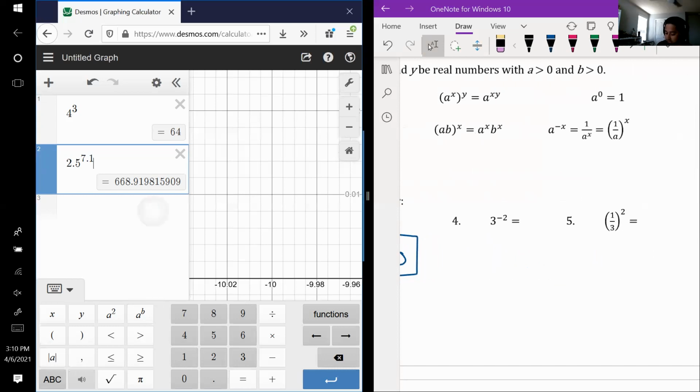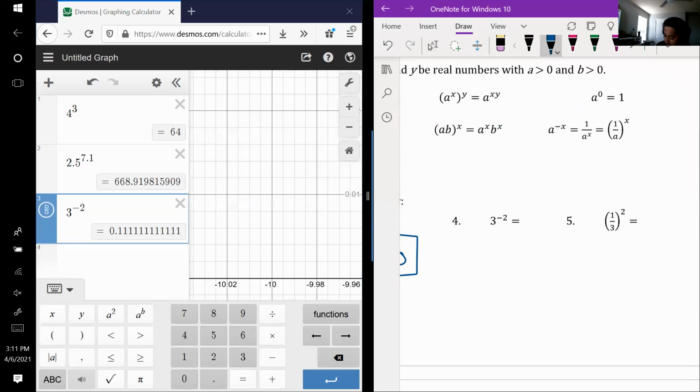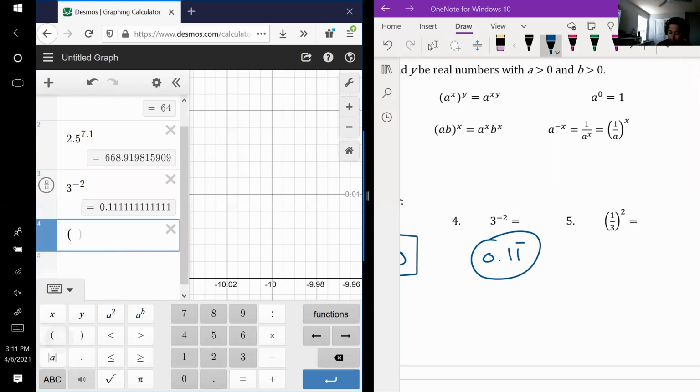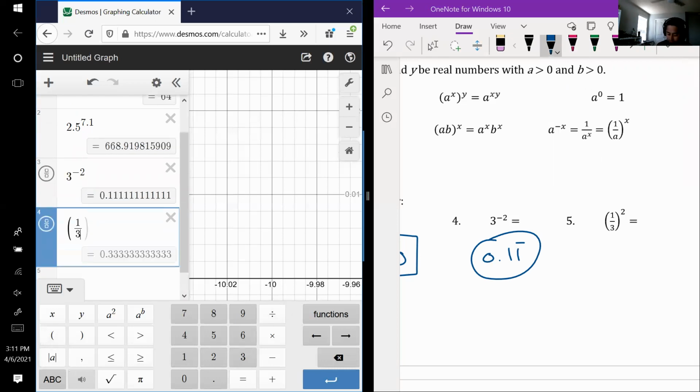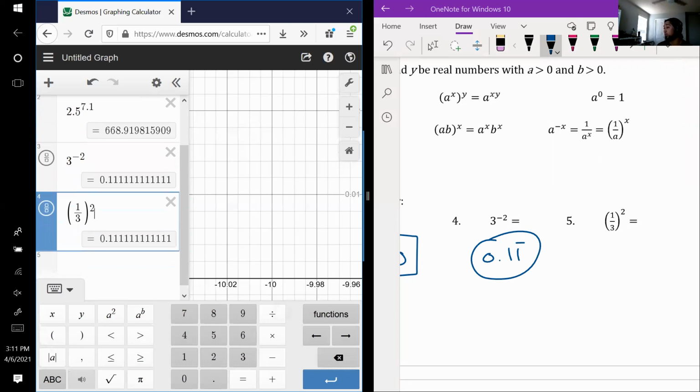And then 3 to the negative 2. 3 raised to the negative 2. We get 0.11 repeating. And then 1/3 squared, I can type it in exactly like that, parentheses, 1 divide 3, move that over, and square it. And again, we get 0.11 repeating.